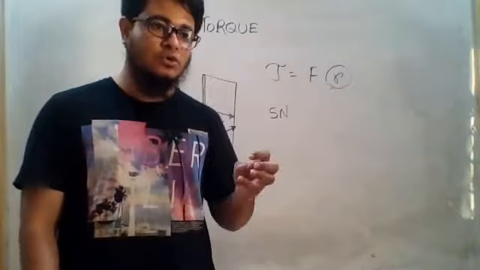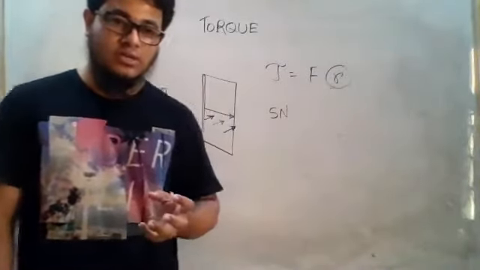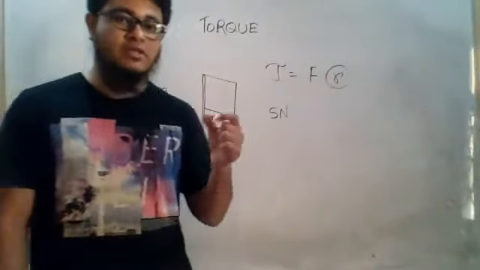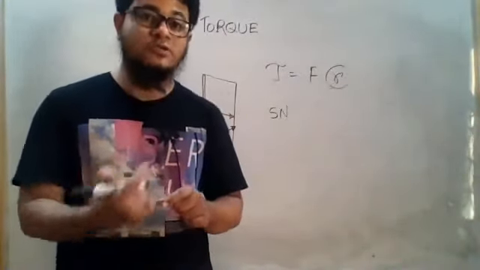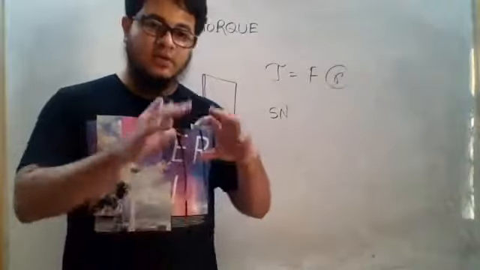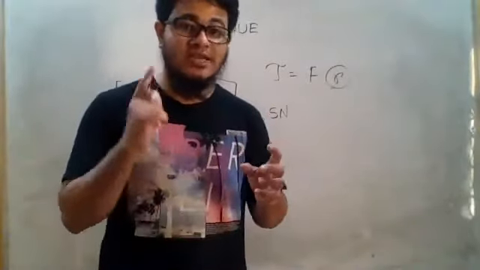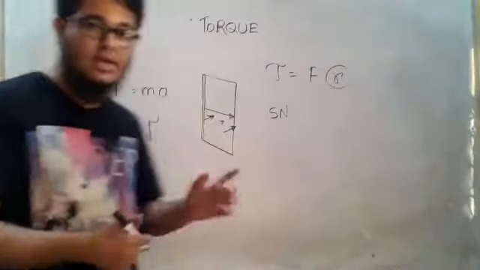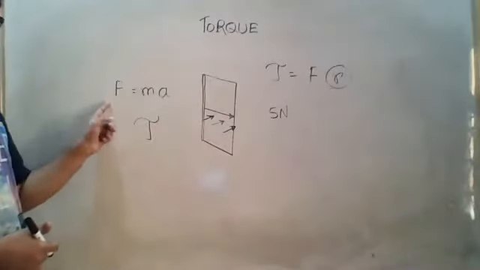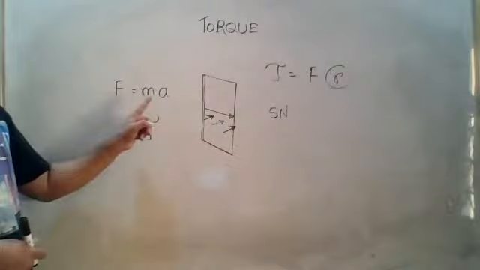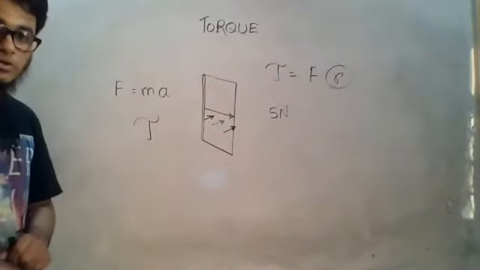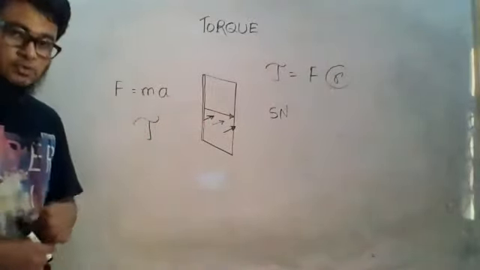Okay, so in case of linear motion, the role that is played by the force is the same role played by the torque in case of angular motion. See, depending on the force, linear acceleration depends, right? As I already showed you, F equal to ma, you change the force, you change the acceleration. If you apply larger amount of force, larger amount of acceleration will be produced. But this is for linear motion.